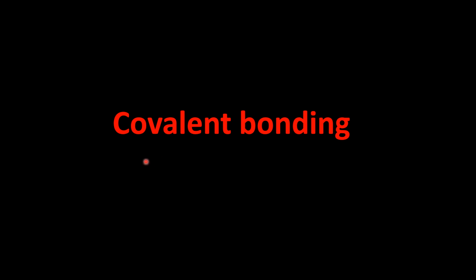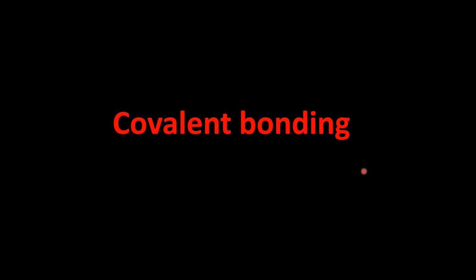Dear students, in this video we will discuss covalent bonding. In covalent bonding, the stable electronic configuration is reached by the sharing of electrons. So here, the atoms which try to bond covalently, each atom will contribute at least one electron and share it to bond in this way.